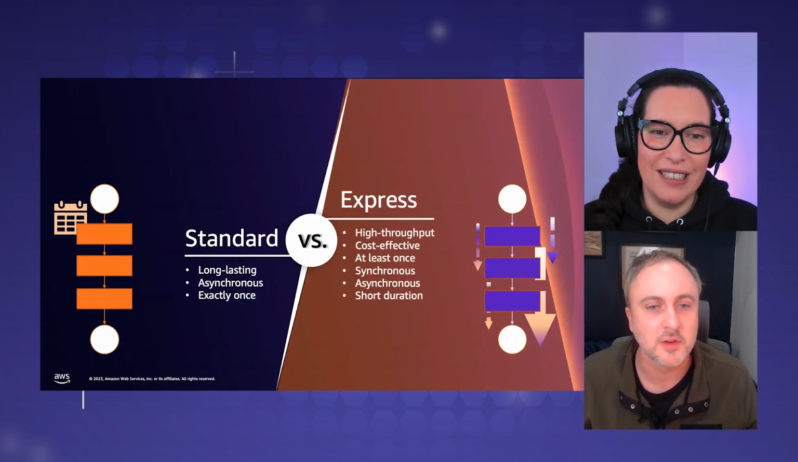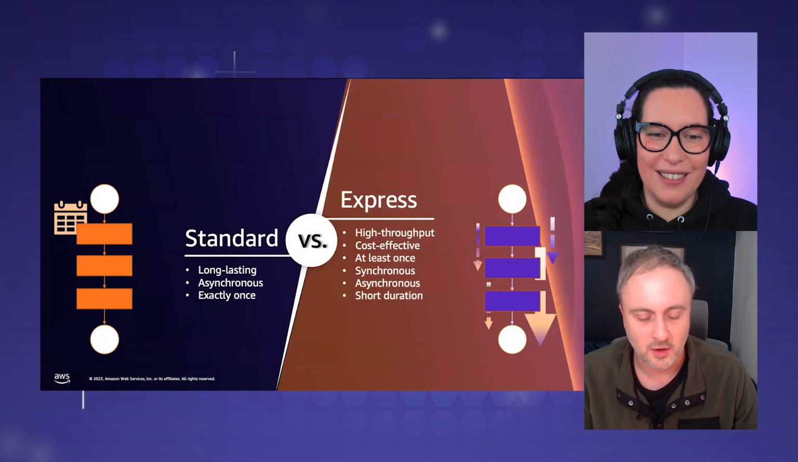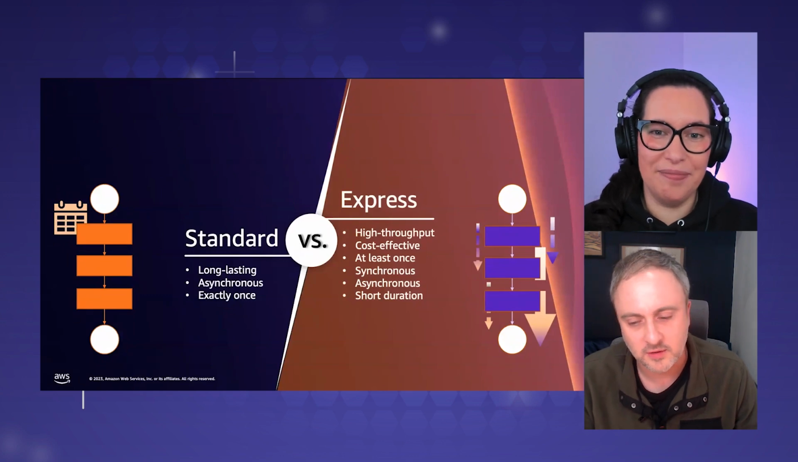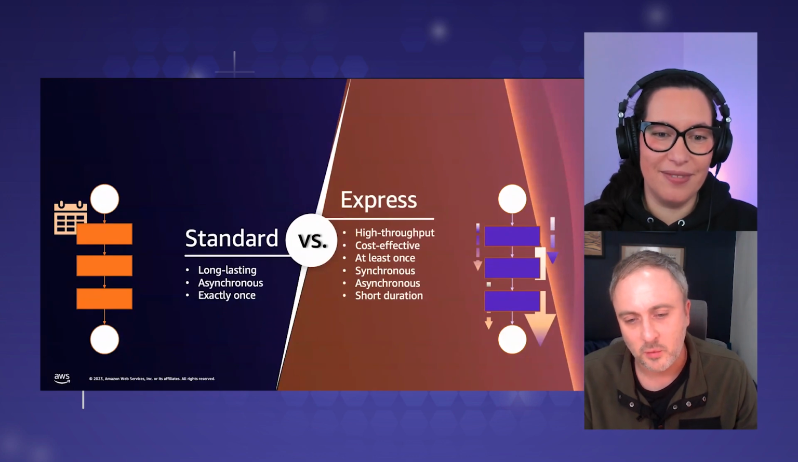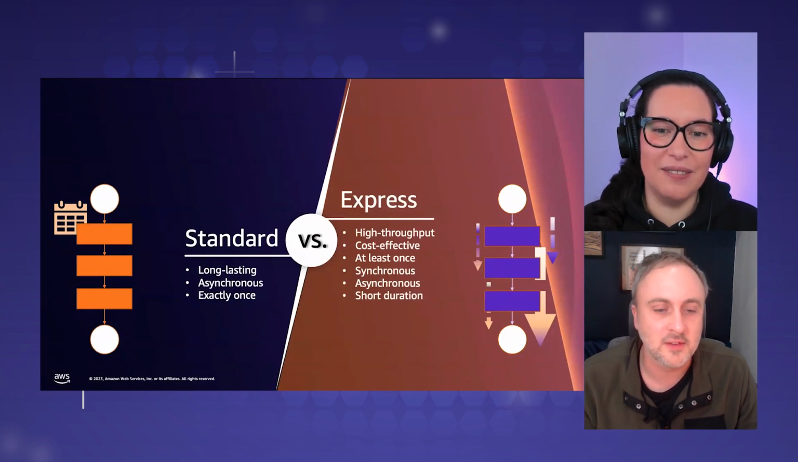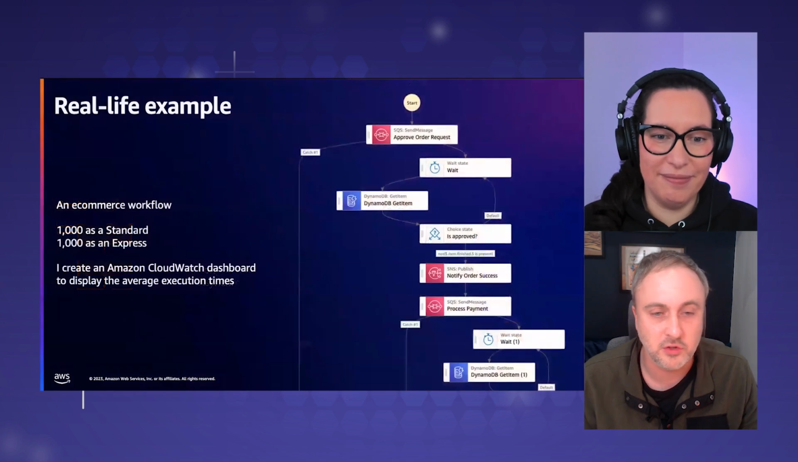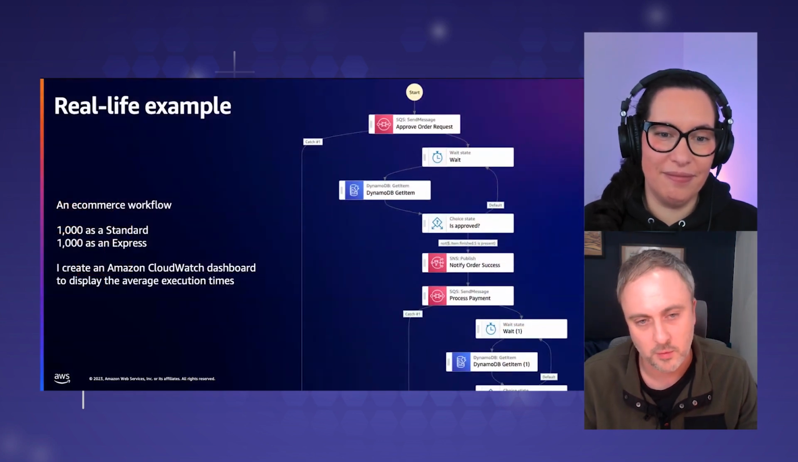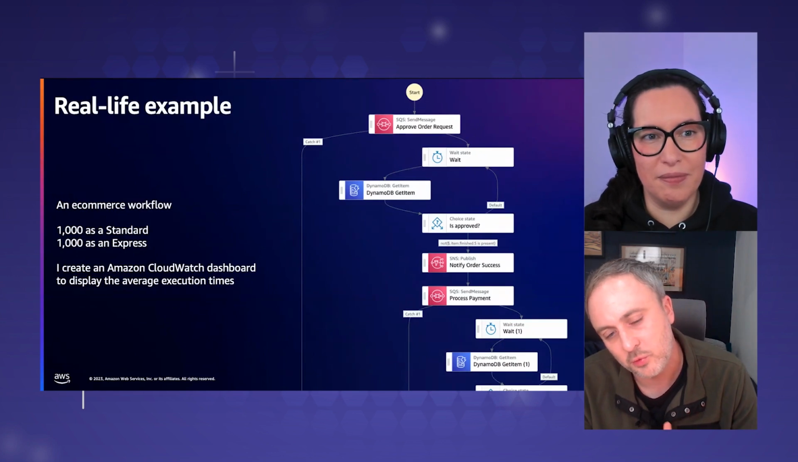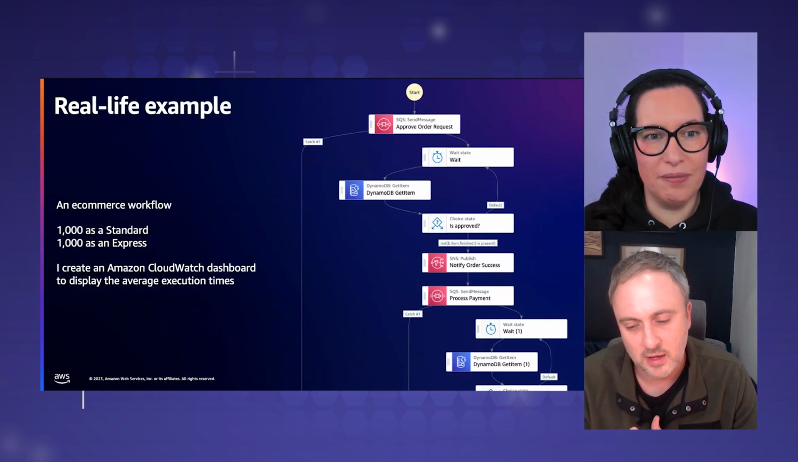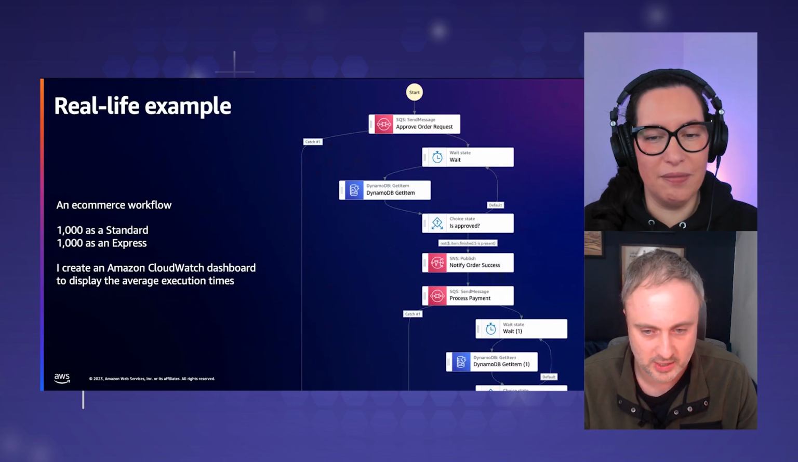I'm sure there's loads of little workflows out there that are fast and quick and spin up and down in response to events, where people could run that as an express workflow, but maybe they've just chosen the default standard workflow mode. I've got a nice little example here. So this is a Step Functions workflow that imitates a shopping cart checkout system, right?